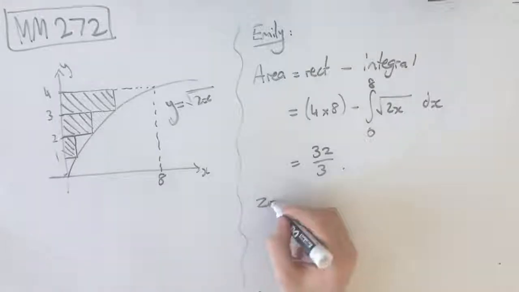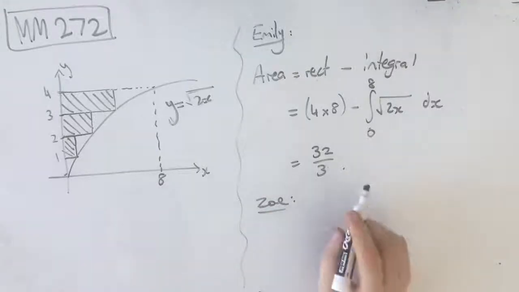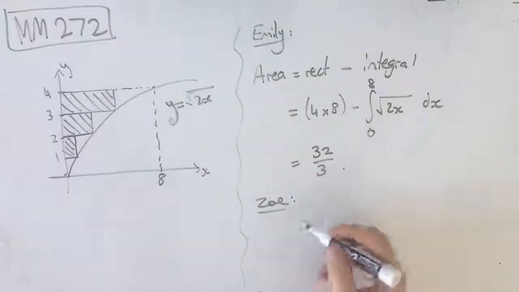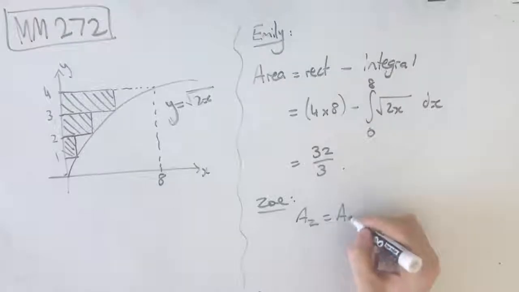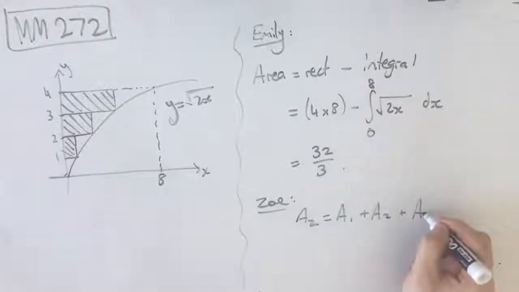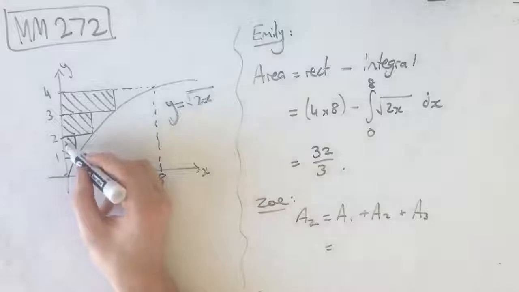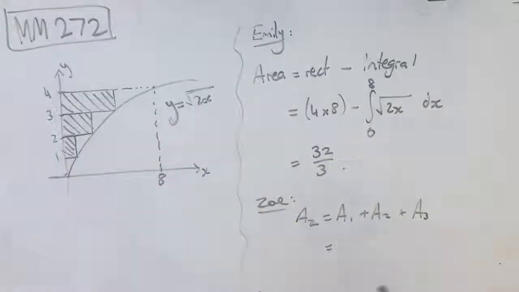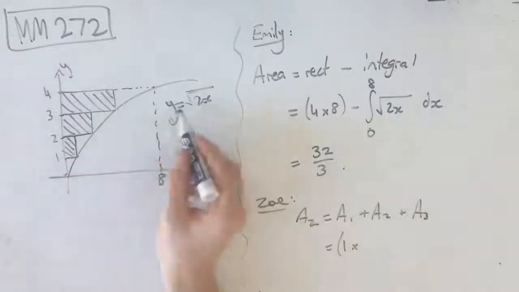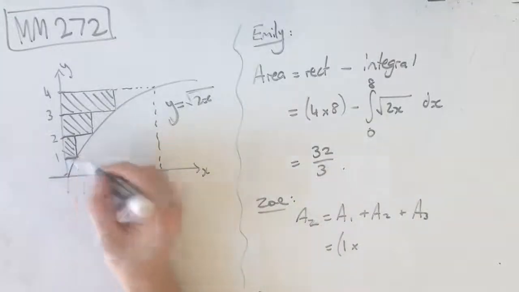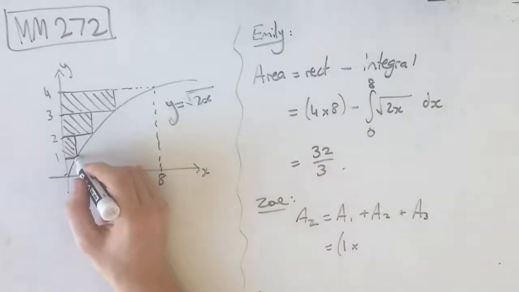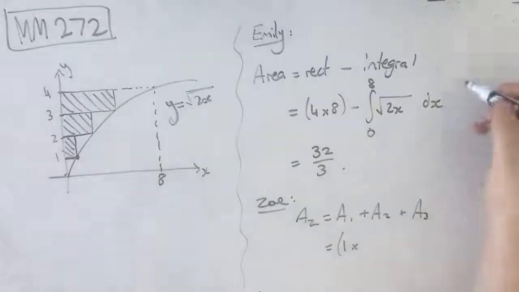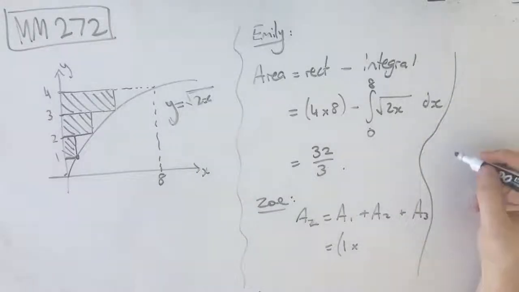And let's move on to Zoe. Now, Zoe uses the rectangles as shown here. So her total area is going to equal the first rectangle plus the second plus the third. Our first rectangle is this bit here. So we know that it has a height of 1, and its width is going to be the x value of the function at y equals 1. Actually, let's just take a little bit of a detour over here.